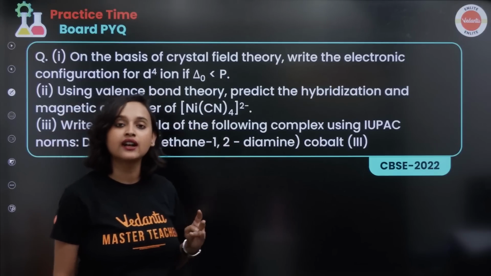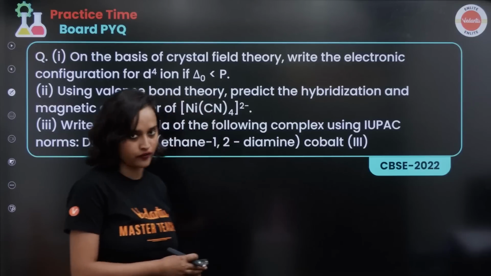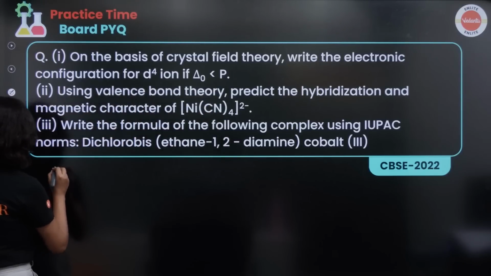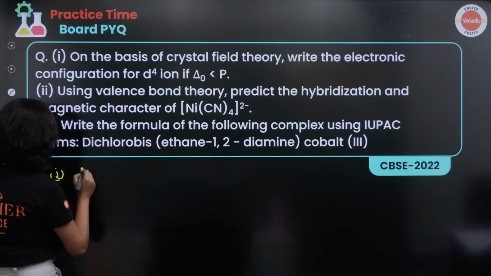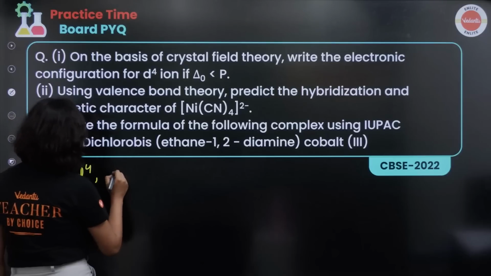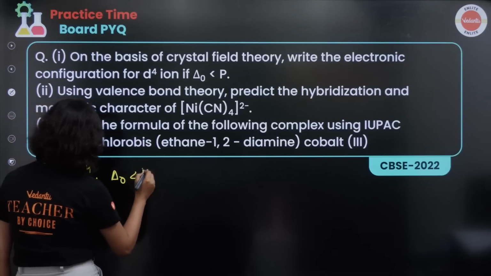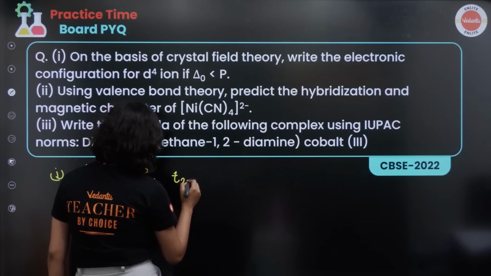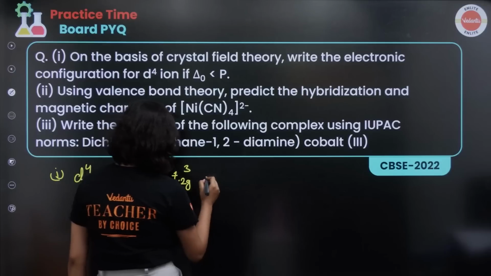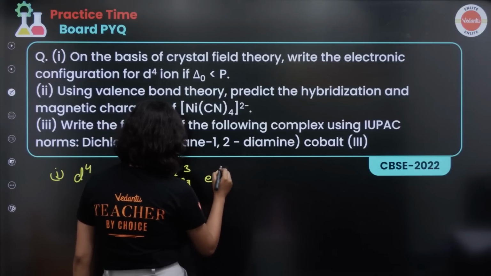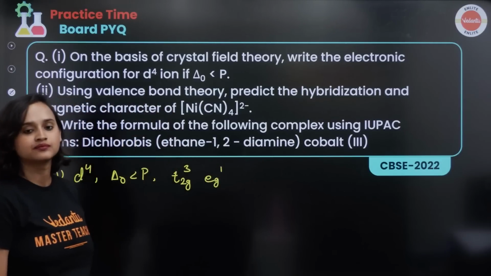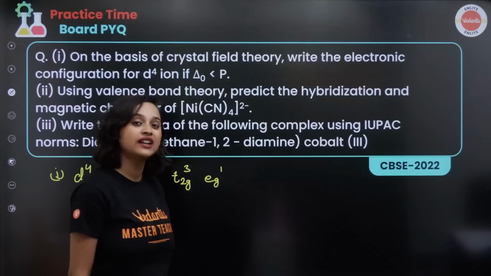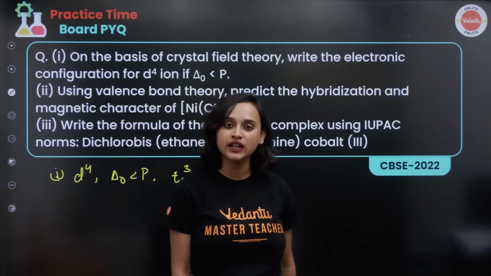So you have to write that for D4 electronic configuration. Okay. For D4 electronic configuration, let's do it, my dear student. D4, delta octahedral is less than P, which means it will have t2g3 eg1. That's it. There will not be any pairing.